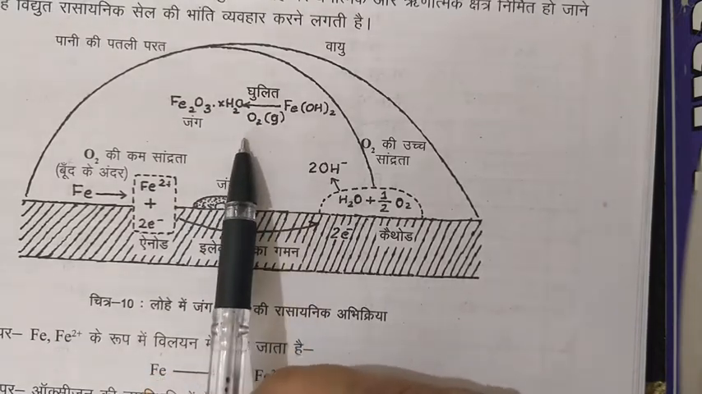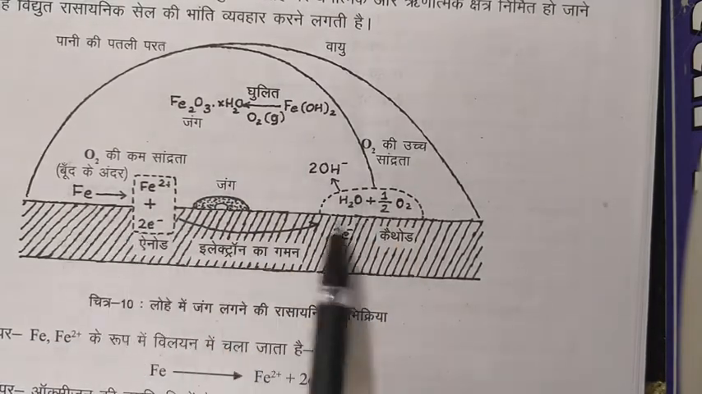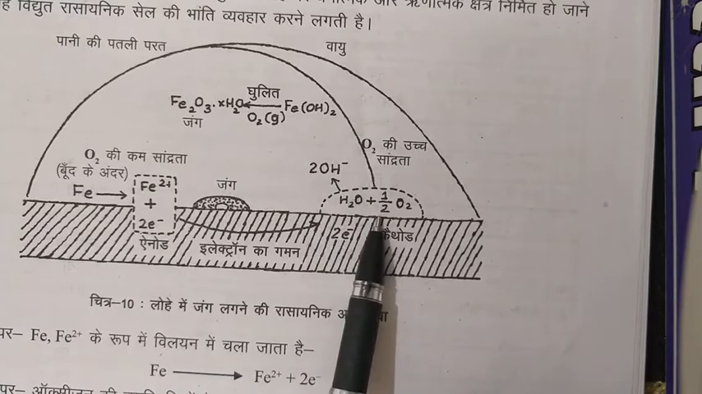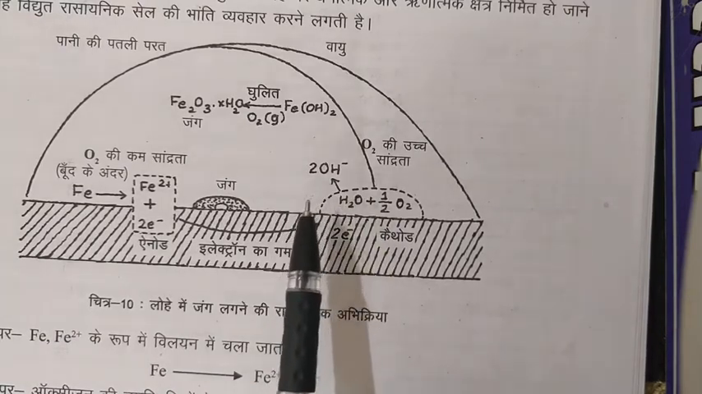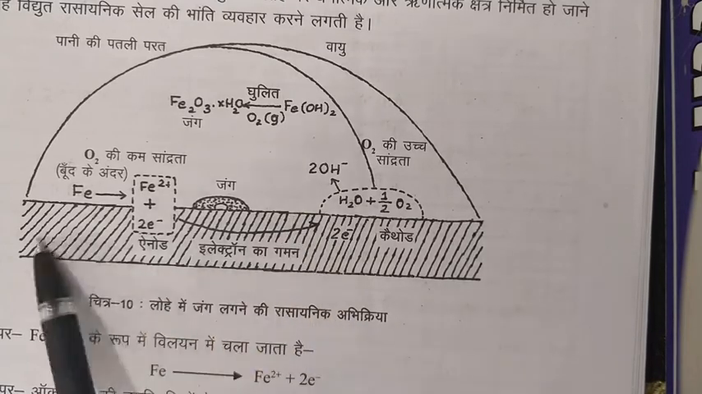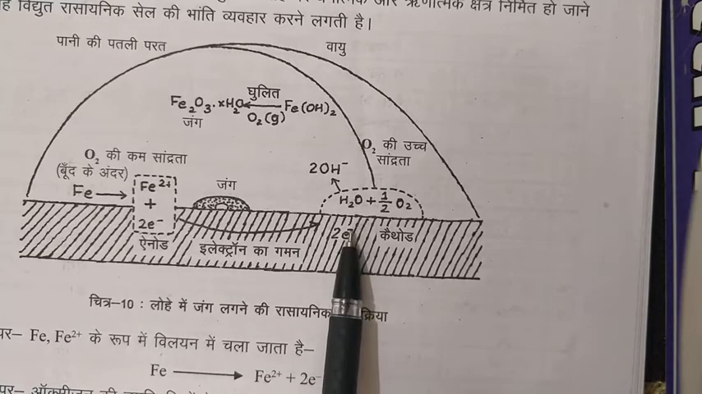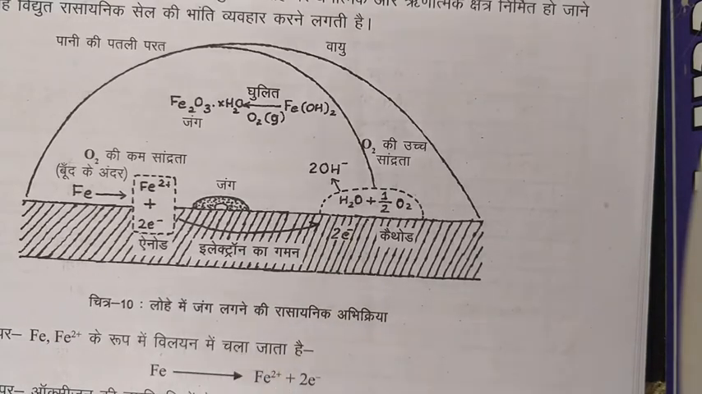If you want to prevent rust, you can grease it, paint iron, or oil it. So there are many fundamental ways to prevent rusting of iron. You can coat it with the electroplating process, so you can prevent corrosion. This is the end of the chapter.